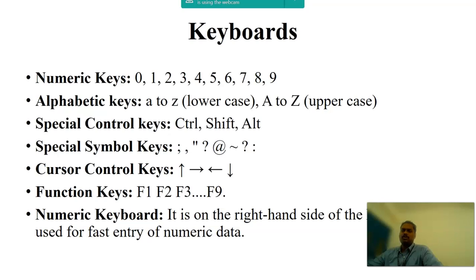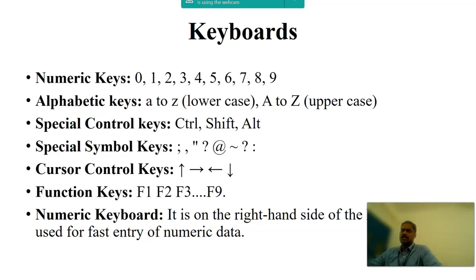Special control keys are also available to do certain functionalities, for example control keys, shift keys, and alt keys. These are used to do certain tasks, like if you want to use certain symbols which exist above the numerical keys. If you want to use those keys, we have to use the shift key in combination, because a lot of combinations are there to enter the information. For that, we can't assign a unique individual key. If you assign like that, the keyboard will be very big.